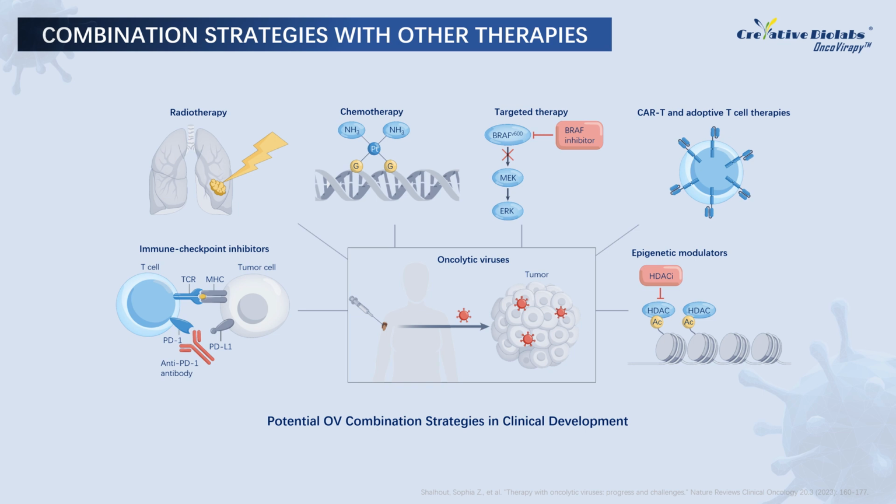Chemotherapy, traditionally known for its broad action and side effects, can be used in lower doses when combined with oncolytic viruses, potentially reducing toxicity. This synergy can lead to a more effective and patient-friendly treatment plan. Furthermore, the combination with radiation therapy is being explored, with the potential for oncolytic viruses to sensitize tumors to radiation, thereby enhancing its efficacy.